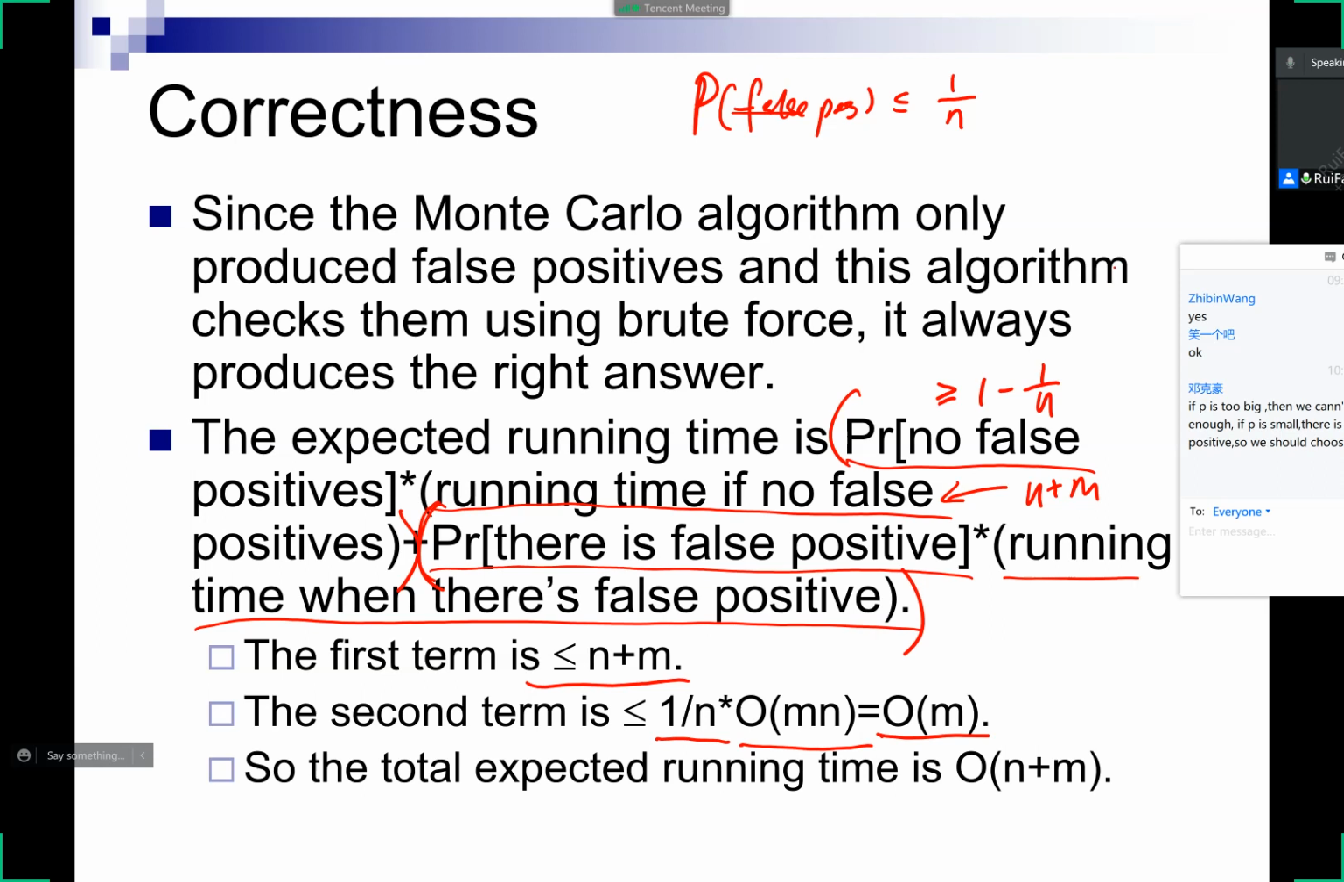So now we have a Monte Carlo algorithm which always gives you the right answer, and it still has this optimal expected running time. Are there any questions about this? Any questions about anything? Okay, all right, so that's all we have for the previous lecture. So that finishes the previous lecture.